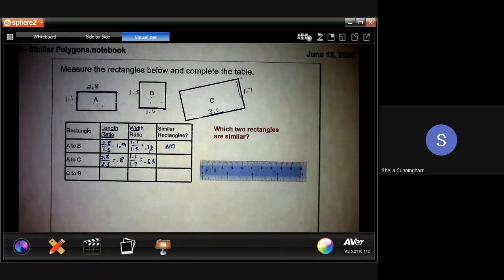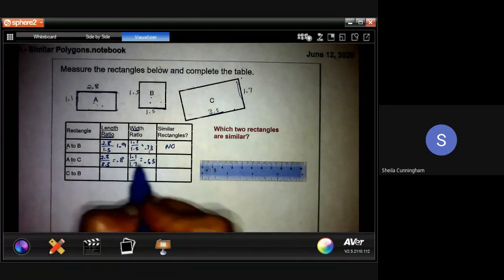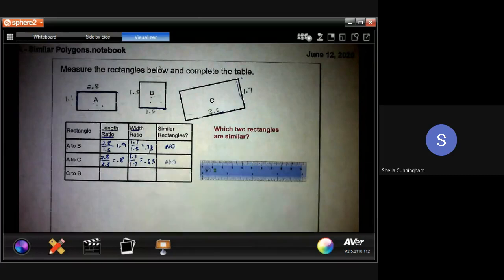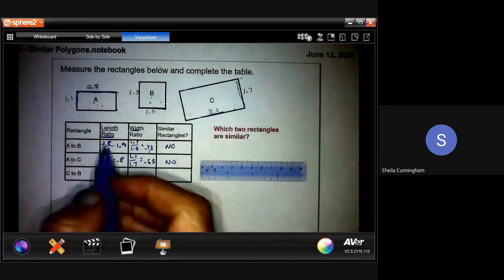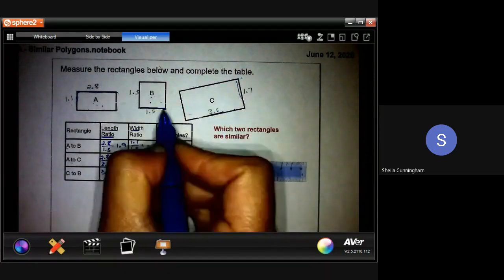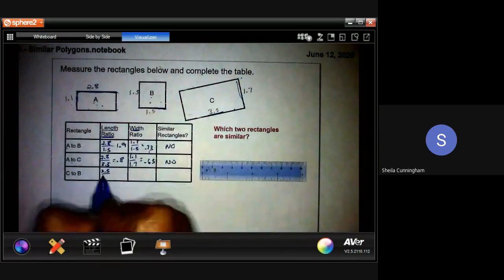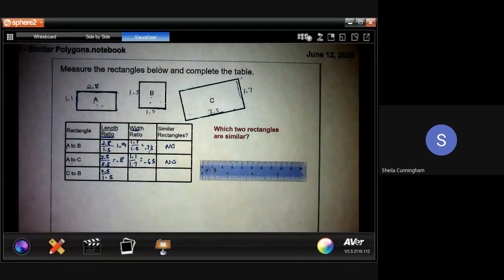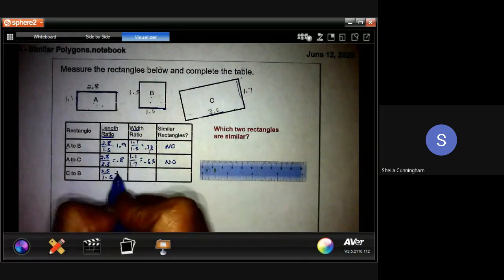2.8 divided by 3.5. Okay, so again, I look at these two and I go, these aren't the same. They're not similar. So now let's go C to B. So C being a length of 3.5 to my length over here of 1.5, I find out that 3.5 divided by 1.5 gives me 2.3.